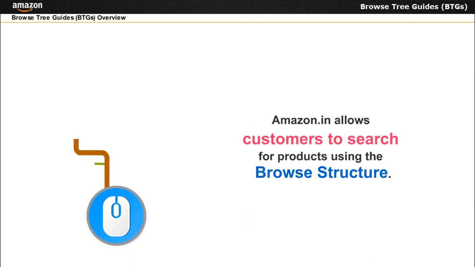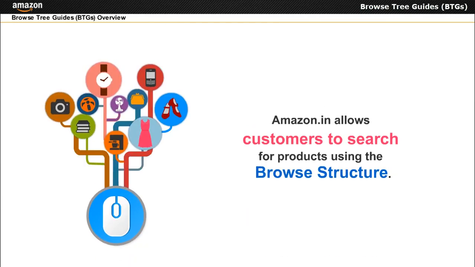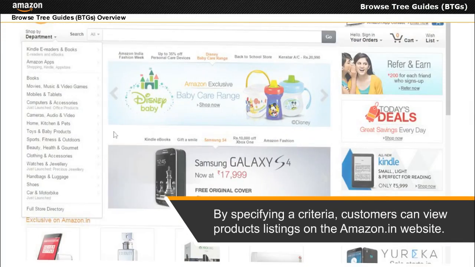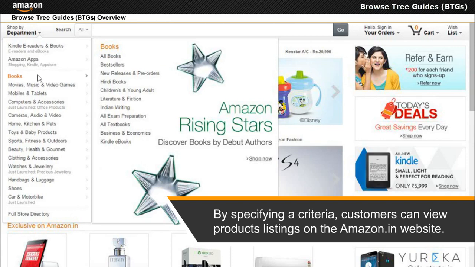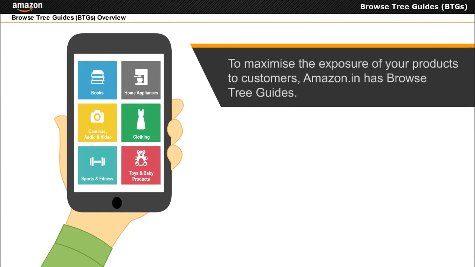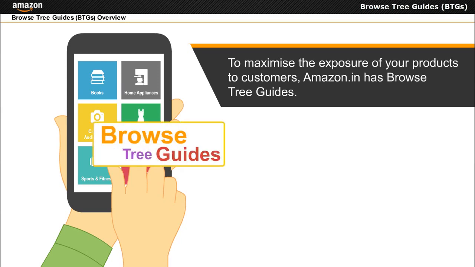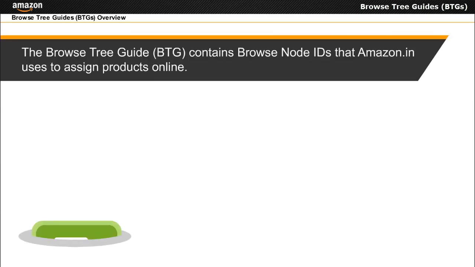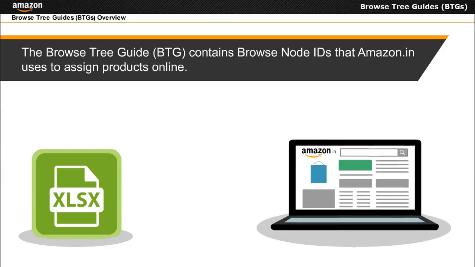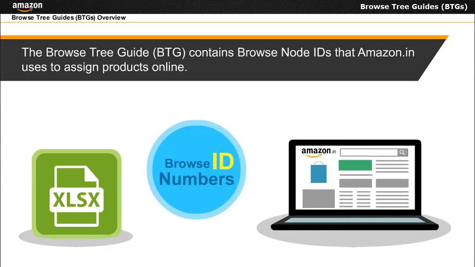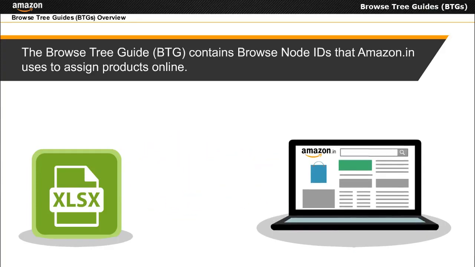On Amazon.in, customers can search for products using the browse structure. By specifying a criteria, customers can view product listings on the Amazon.in website. To maximize the exposure of your products to customers, you must refer to Browse Tree Guides. The Browse Tree Guide (BTG) contains browse node IDs assigned to products on the Amazon.in website.